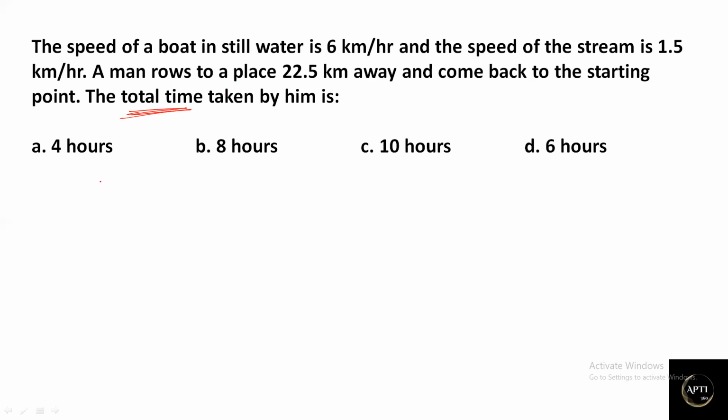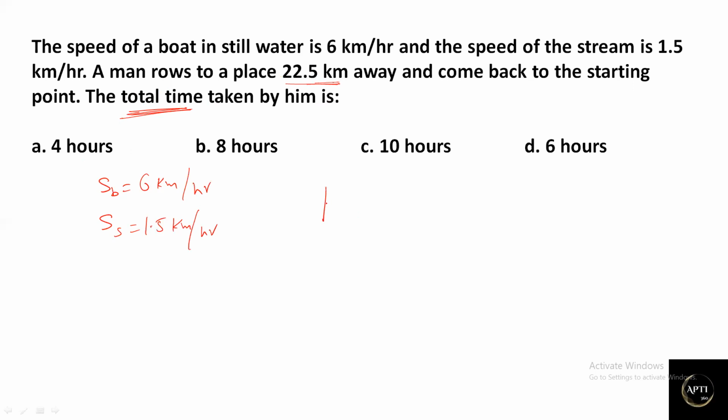First we'll write down what the values given are. Speed of boat in still water is 6 kilometers per hour and speed of stream is 1.5 kilometers per hour. A man rows to a place 22.5 kilometers away and comes back to the starting point.